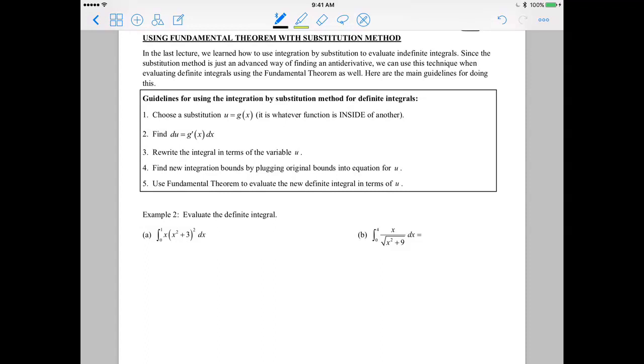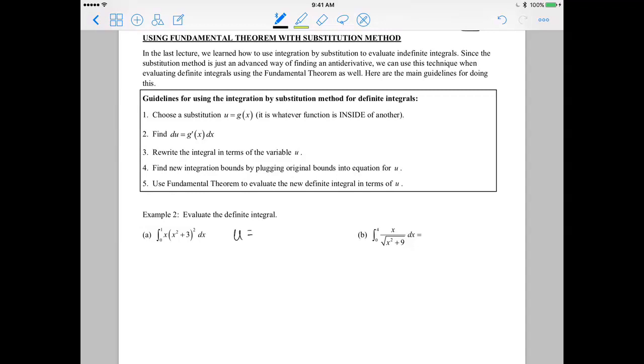So remember, when you're using the substitution method, you're looking for two things: a function that is inside of another function whose derivative is somewhere in the problem up to a constant. Okay, so example 2, we want to evaluate the definite integral from 0 to 1 of x times (x squared plus 3) squared. Well, the reason I know that this is a u substitution is because I see a function inside of another function.